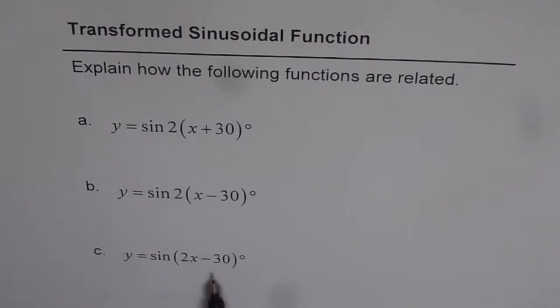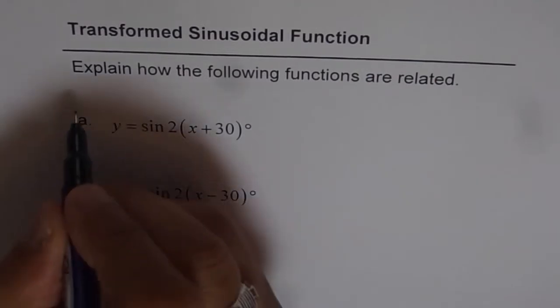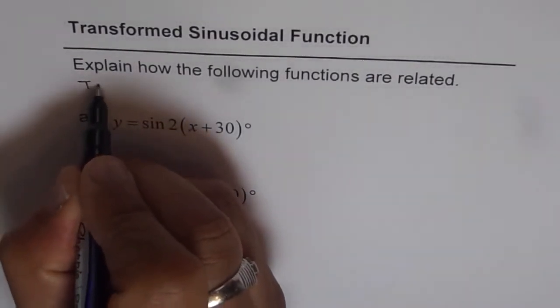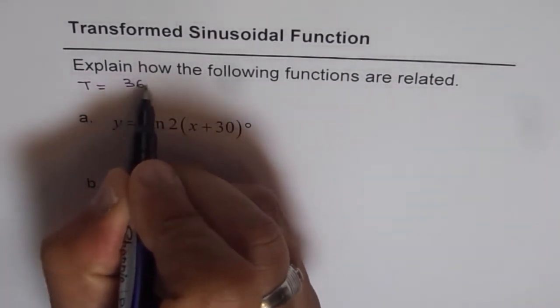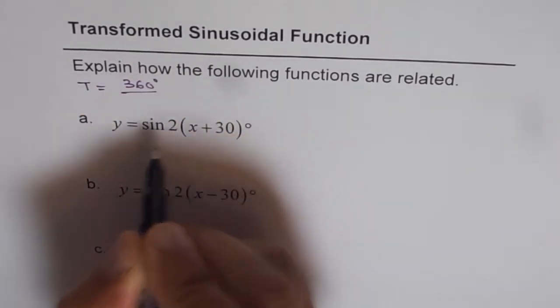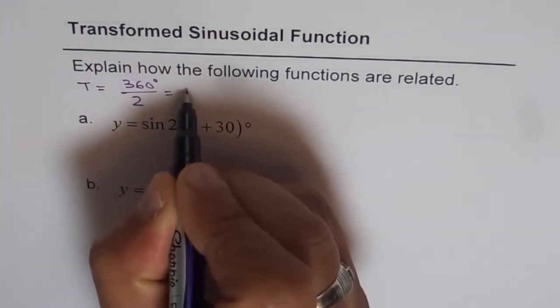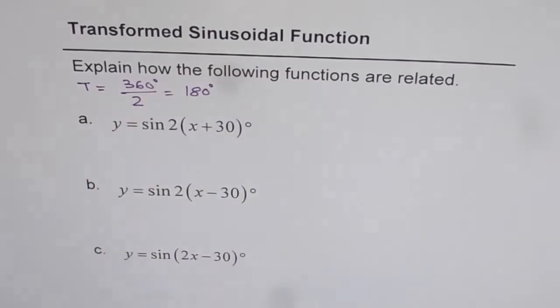How are they related? Well, all of them are sine functions and their k values are the same, which is 2. That makes their time period the same also, right? So the time period for each of them is 360 divided by 2. So in these functions, we can say time period T equals 360 degrees divided by 2, and that is 180 degrees. That is the time period, right?